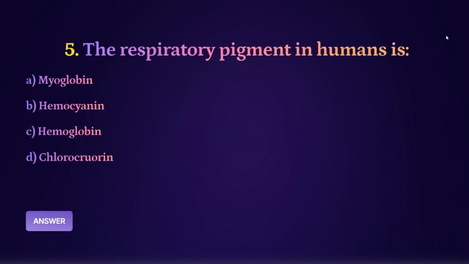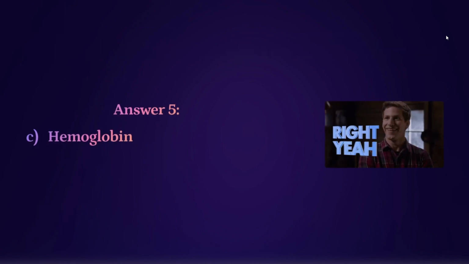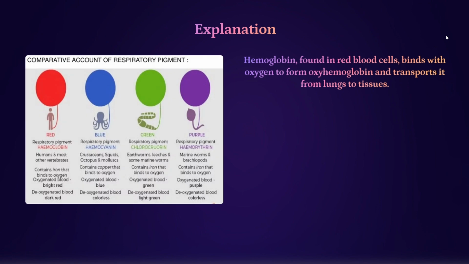Question number 5. The respiratory pigment in humans is, the options are A. Myoglobin, B. Hemocyanin, C. Hemoglobin, or D. Chlorocruorin? The correct answer is option C, that is hemoglobin. Hemoglobin found in red blood cells binds with oxygen to form oxyhemoglobin and transports it from the lungs to the tissues.